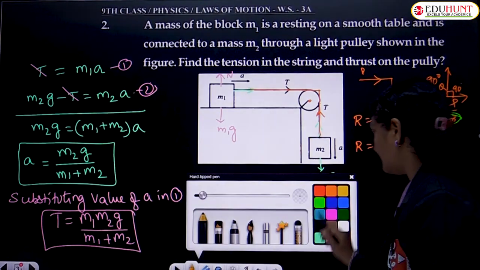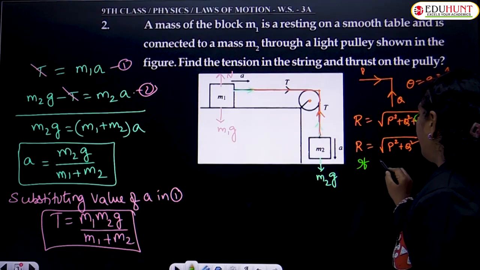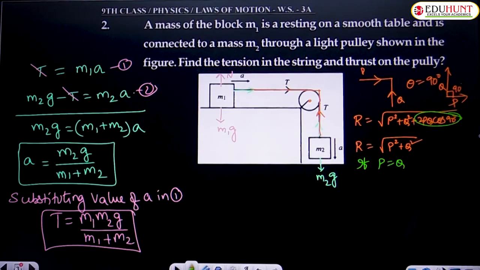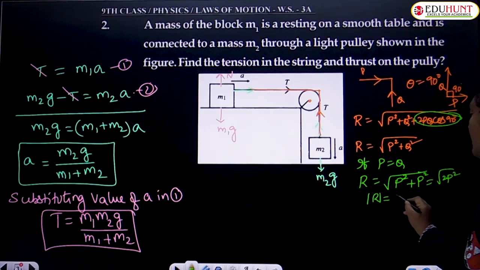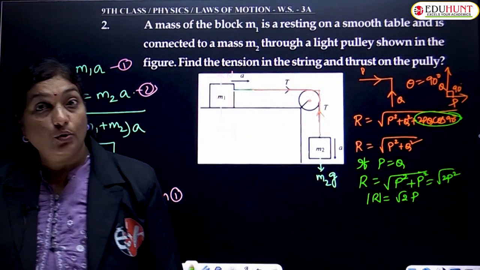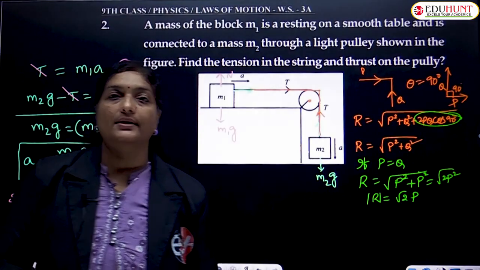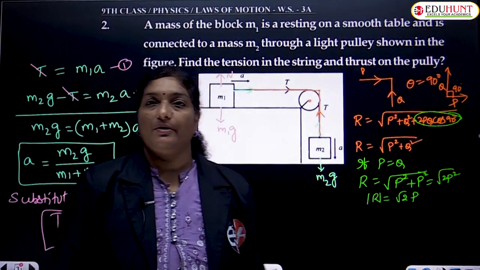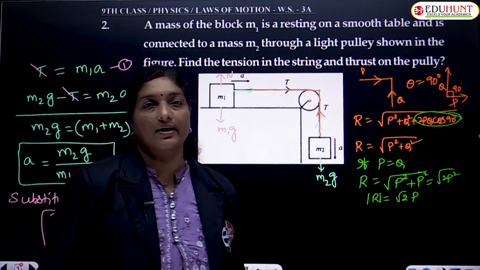Suppose if P equals Q, then what happens? We can write R in terms of P, instead of Q also let me write it as P square. Then this will be root over 2P square. Hence the resultant is found to be root over 2P square, which is root 2 into P. So it's very clear that if two equal vectors are acting perpendicular to each other, then the resultant is given by root 2 times that given vector.